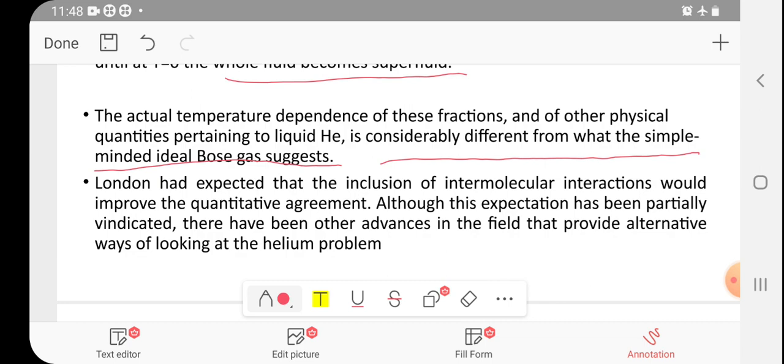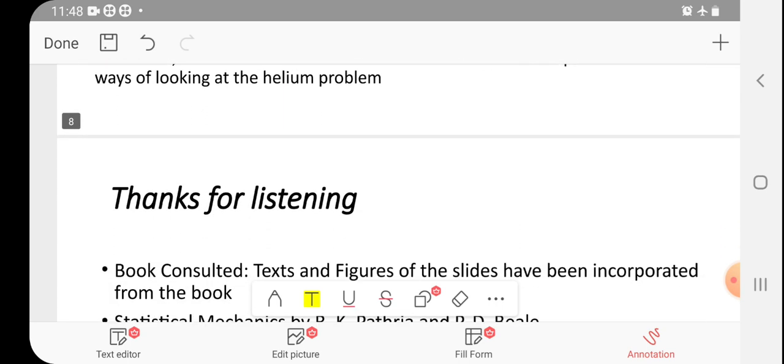London had expected that the inclusion of intermolecular interactions would improve the quantitative agreement. Although this expectation has been partially vindicated, there have been other advances in the field that provide alternative ways of looking at the helium problem. So there is some more theory behind the behavior of liquid helium. The behavior of liquid helium and the ideal Bose gas is not exactly the same.